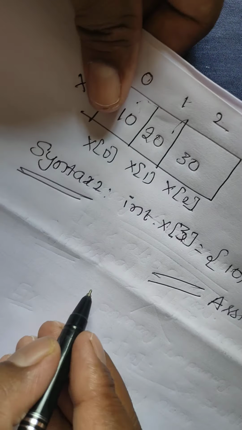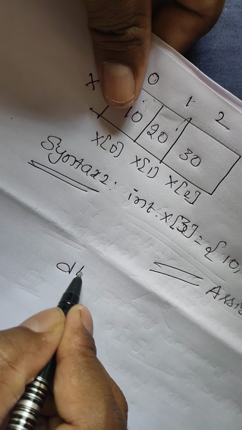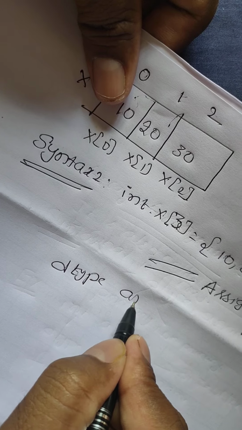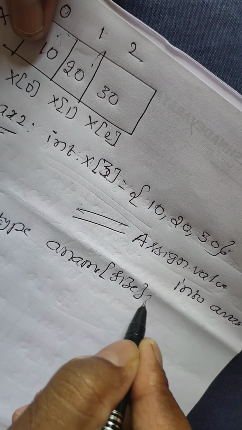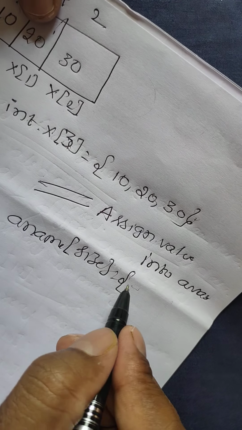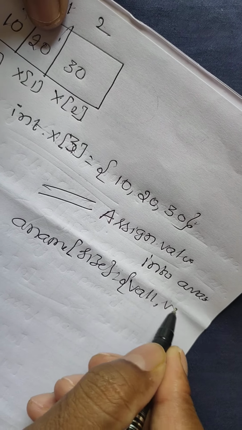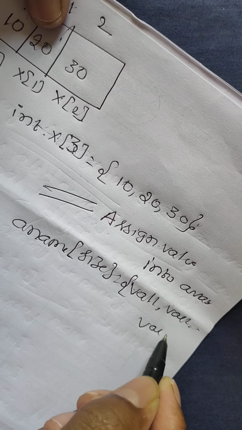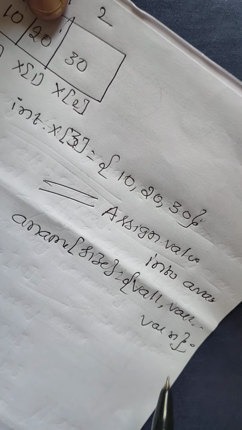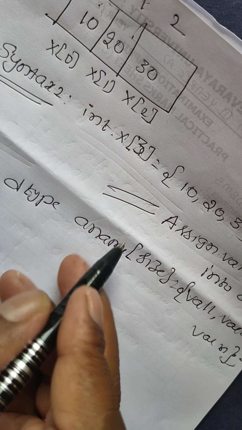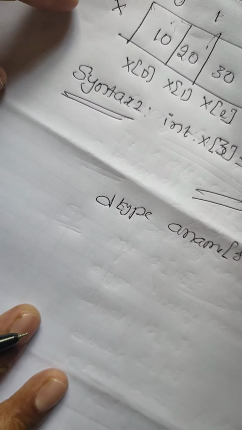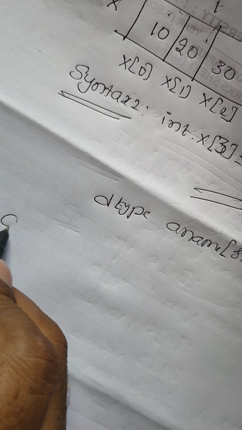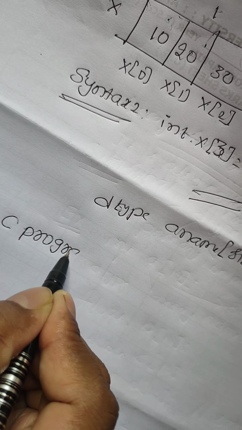Based on this, how can you write it? The int means this is the data type, then array name, then after that size, then within the left curly braces we write value 1, value 2 up to value n. So this is another way of assigning the values. So this is the simple concept of arrays. Till now, we are writing one simple example: a simple C program for how to create an array and display.